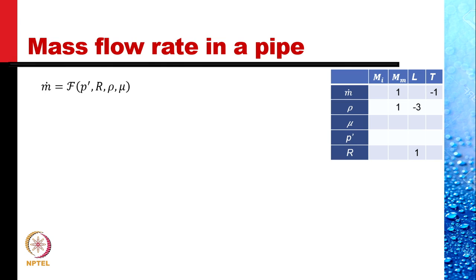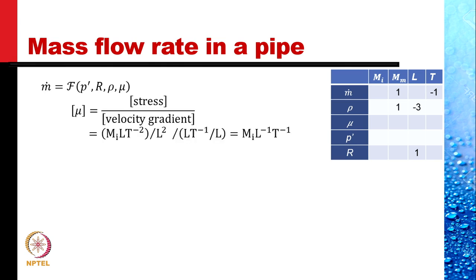Rho is very clear. The role of the mass here is quantity of matter. So it is written as mm raised to power 1 and L raised to power minus 3. Similarly, the radius of pipe is easily written as L to the power 1. But what about mu and p prime?